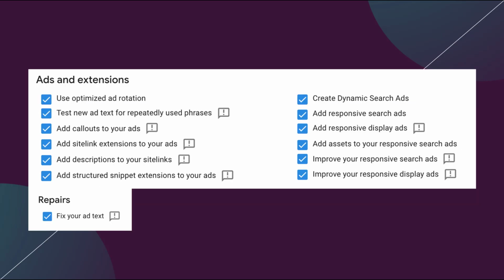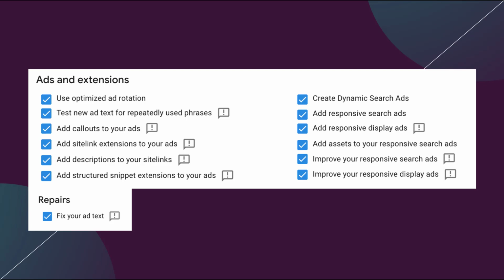The next group is actually a joint of a couple different groups. For some reason, they have repairs in their own section by itself, but this is going to be all around your ad copy and extensions. Just like in the bid section, that first checkbox is going to be a bit different than the rest of the different options that we have in here. It is the checkbox for use optimized ad rotation.